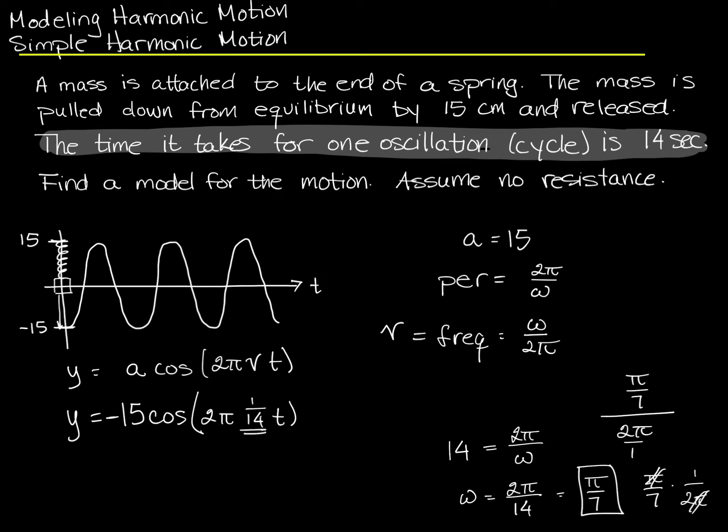So there are actually a couple of different ways you could write this. Y equals negative 15 times the cosine of 2 pi times v, which is 1 over 14, times t. Or you could take the fact that we now know what omega is. That's my k value, remember? And I can just write that in the position of k or omega. If I do the algebra here, 2 pi times 1 over 14 is 2 pi over 14, which is pi over 7. So I get the same thing here. This value here is the same as this value here.